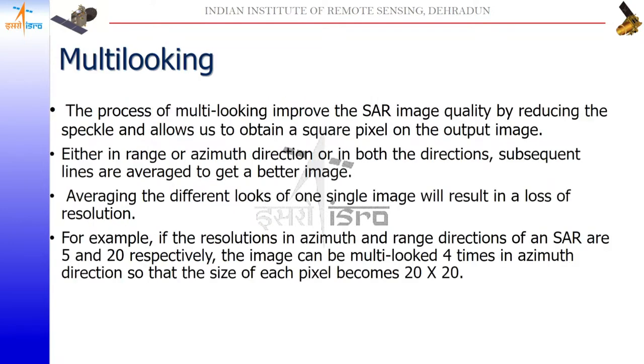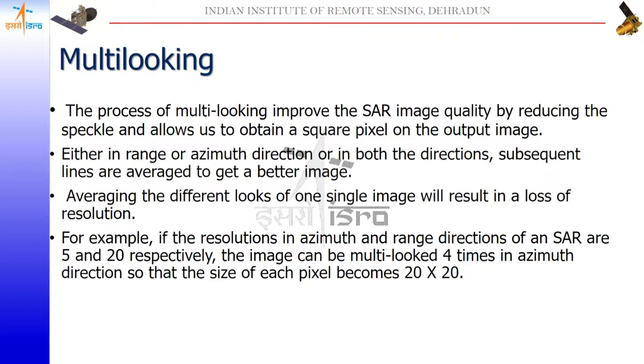So multi-looking is one form of speckle filtering, and it also makes the pixel size square. The process of multi-looking improves the SAR image quality by reducing the speckle, and allows us to obtain a square pixel on the output image, either in the range or azimuth direction, or in both directions. We can average the signal. So what is multi-looking?